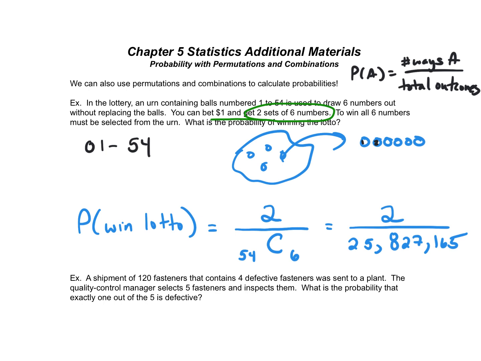Now, in general, with these problems, if you would leave your answer just like this, 2 over 54 choose 6, I'm pretty happy with that. You don't have to figure out the actual numbers. If you want to and actually see what the probability is, that's great. And I'll do it for a couple of them, but we don't have to do that for all of them.